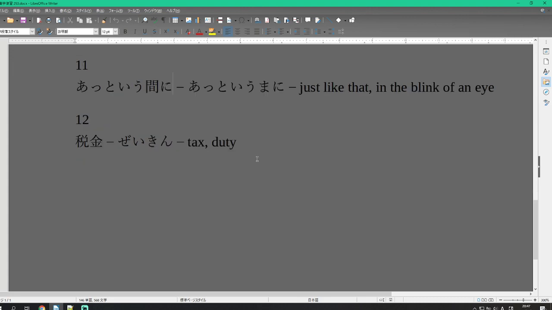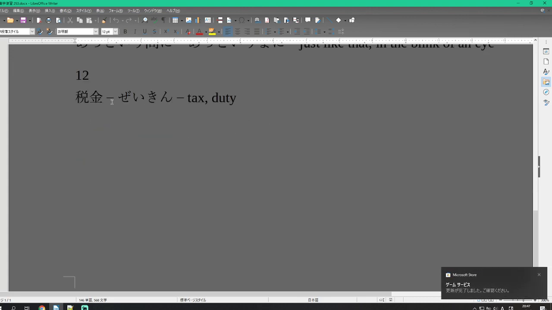Atoyumani. And finally, number 12 is zeikin. Zei on the left side is taxes. Kin on the right side is money. So your tax money is your tax or duty paid on something. Zeikin. Zeikin is your tax or duty paid on something. Zeikin, your tax money.